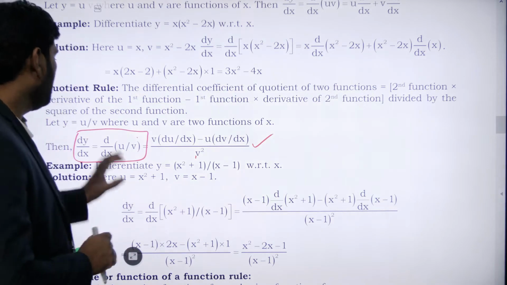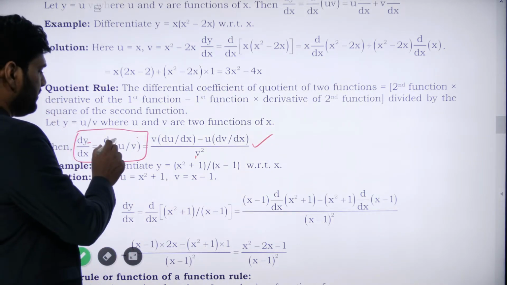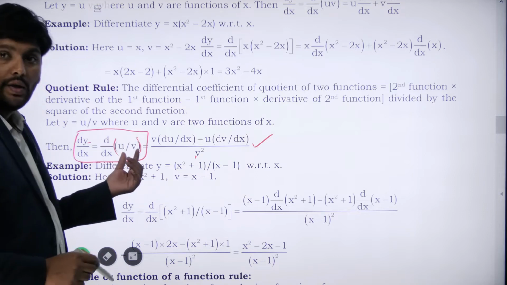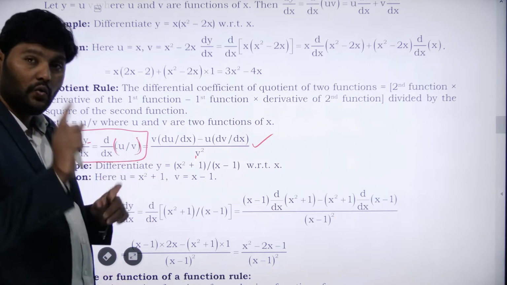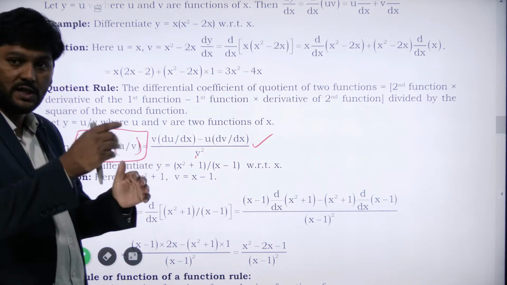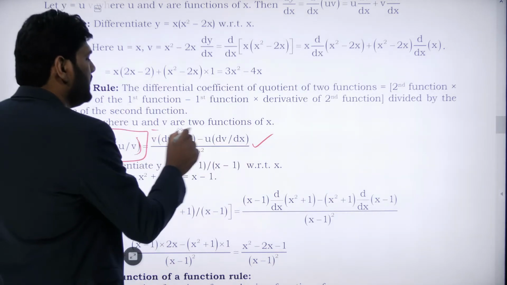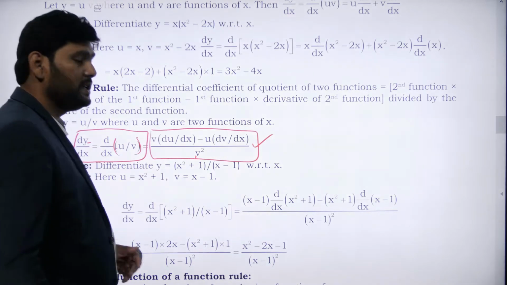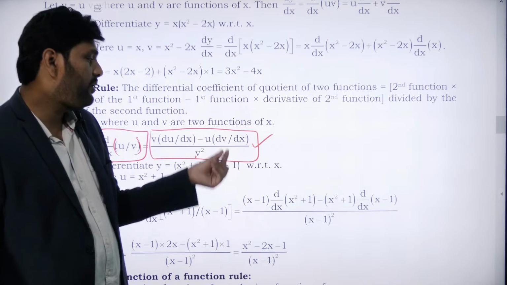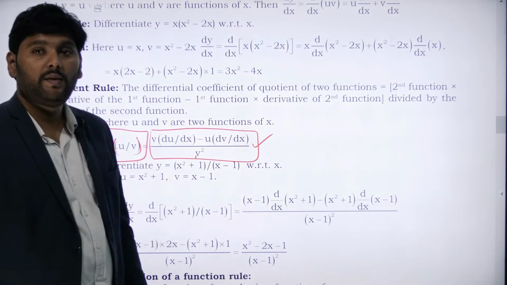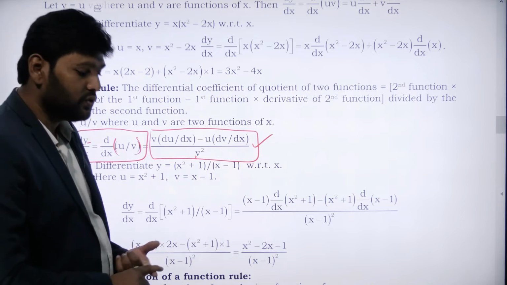Better see the formula. Here y is a function, but in which form? Division form. Here u is one function, v is one function, and the two functions are dividing. In that case, this formula helps you: v du by dx minus u dv by dx, all by v square. This formula is useful for solving the problems. This is called the quotient rule.